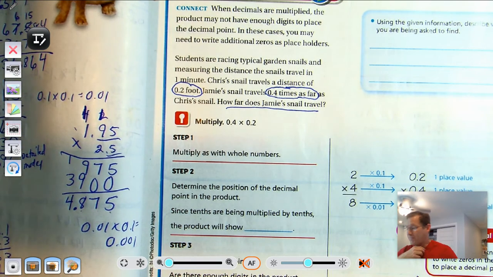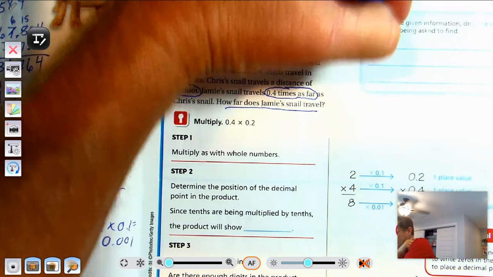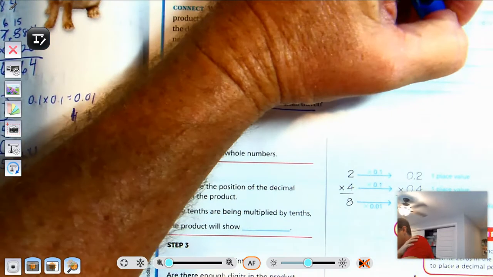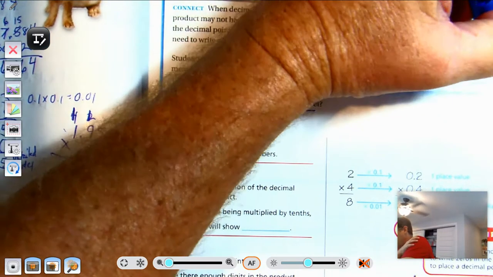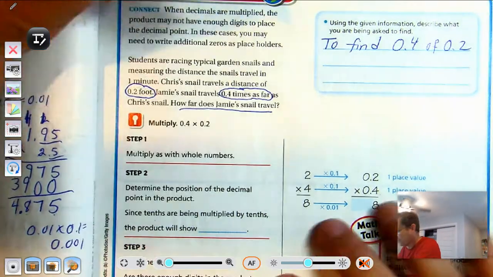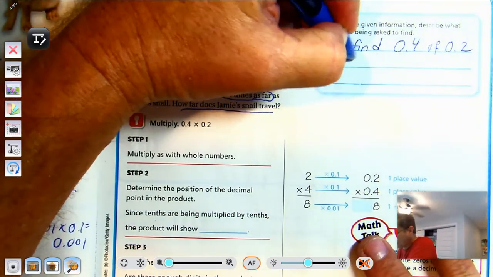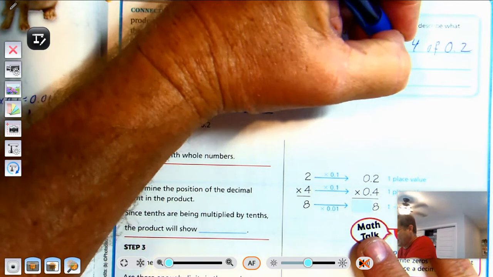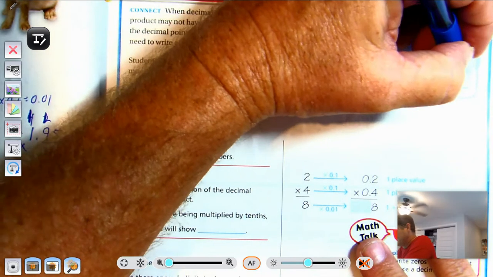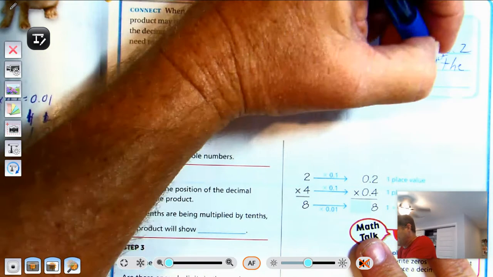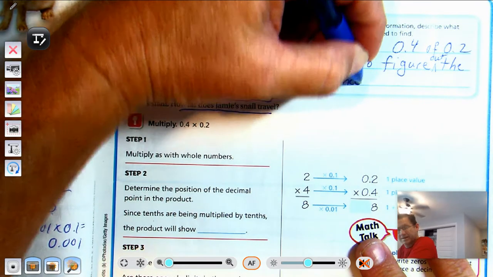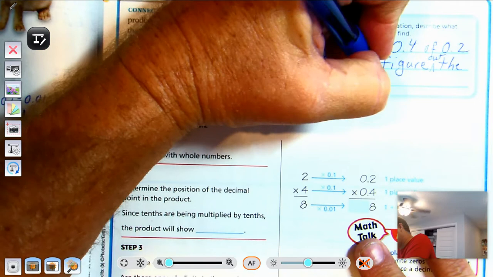So in the given information, we basically have to find 4/10 of 2/10 to determine the distance Jamie's snail travels.